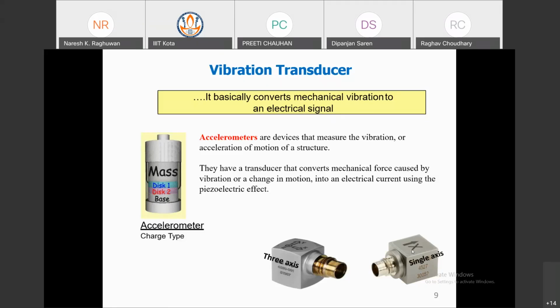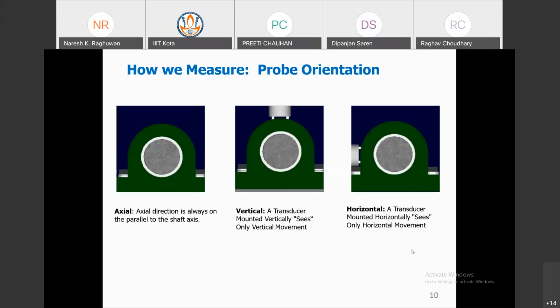you place this accelerometer on your machine, so the vibration in three axes you can get from the single accelerometer. Okay, so this is the instrument we will require for measuring the vibration. Now the second thing: you have an accelerometer, but how do you place it, how do you orient it?